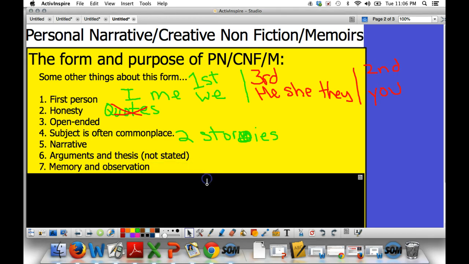All right, and last is memory and observation. So this means a couple different things. One, you're going to use your own memory because it's an event that happened to you, obviously. And it's going to be kind of like what you observed. And you can make some of this stuff up to make it more interesting. I've read a lot of different personal narratives where the writer uses really minuscule detail, and there's no way that you remember that. And so you have that freedom to kind of make up descriptions to help move your story along.